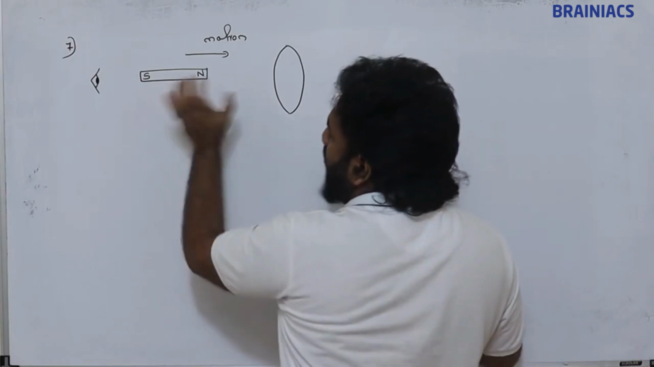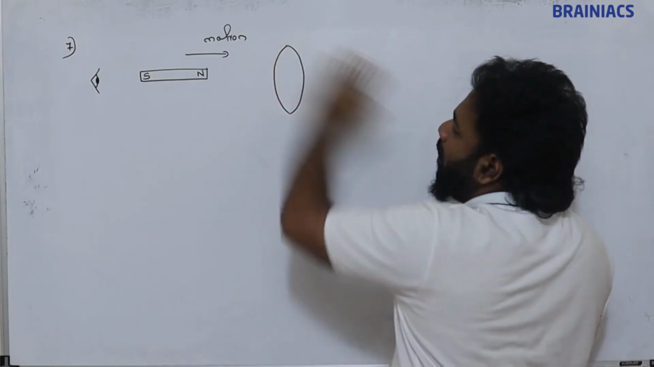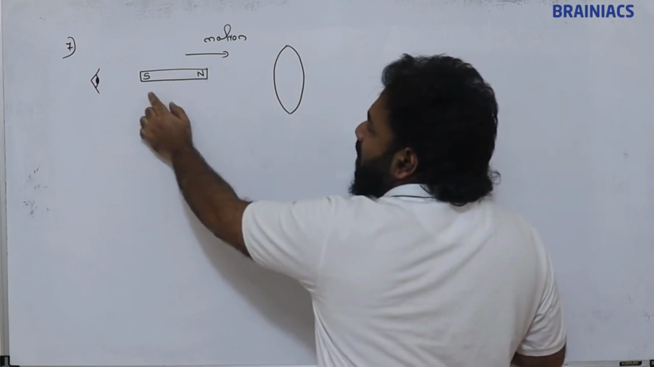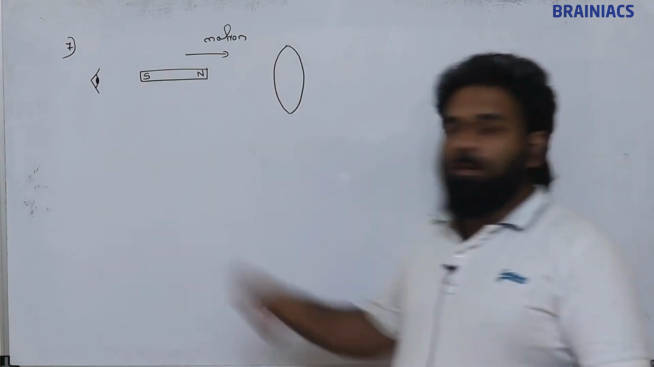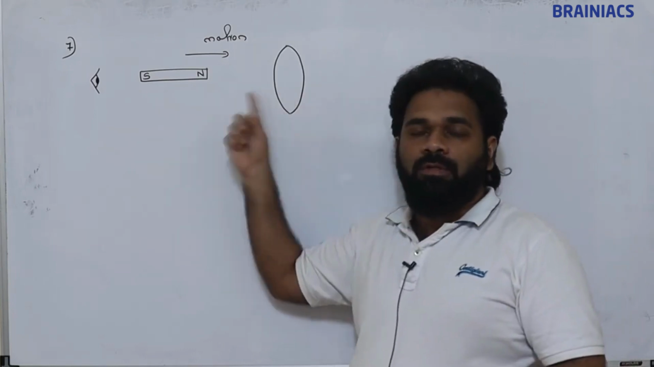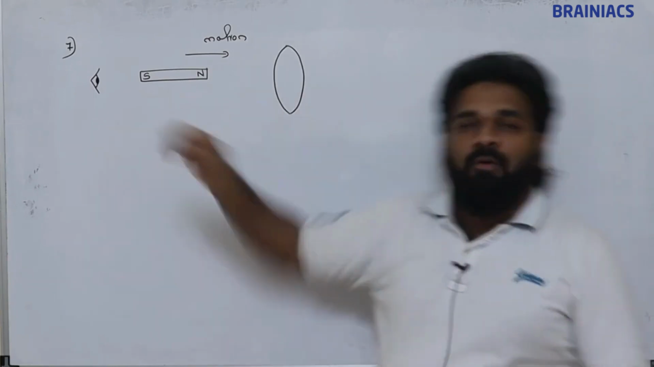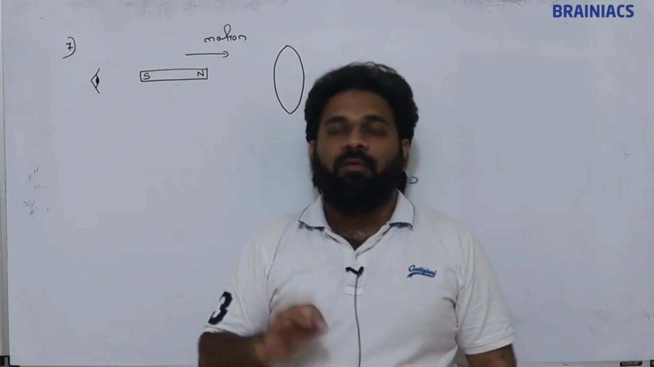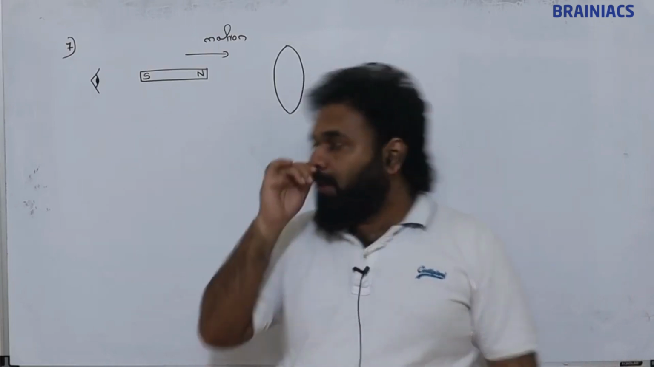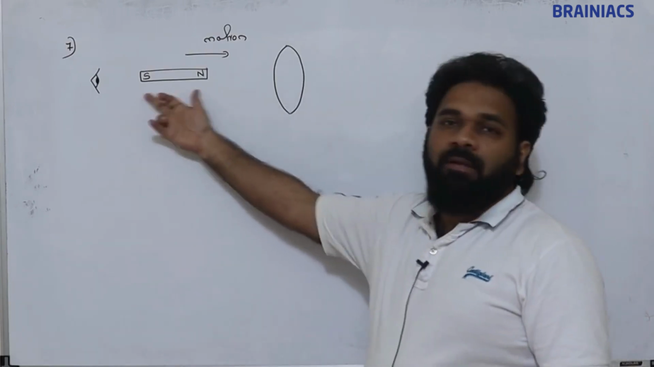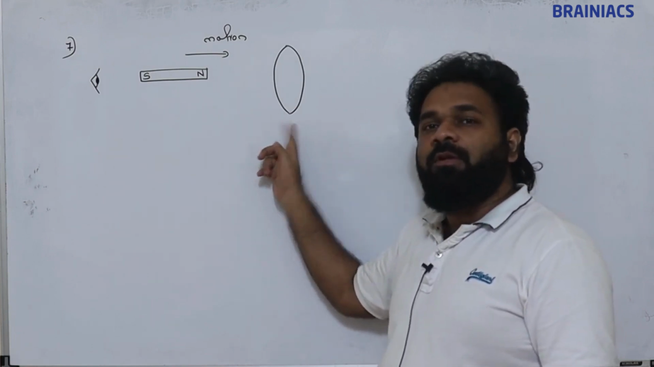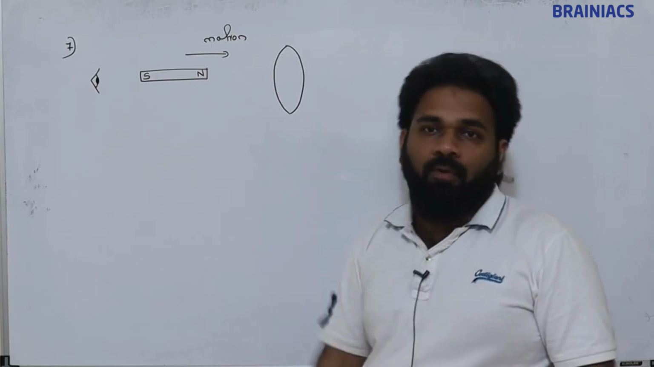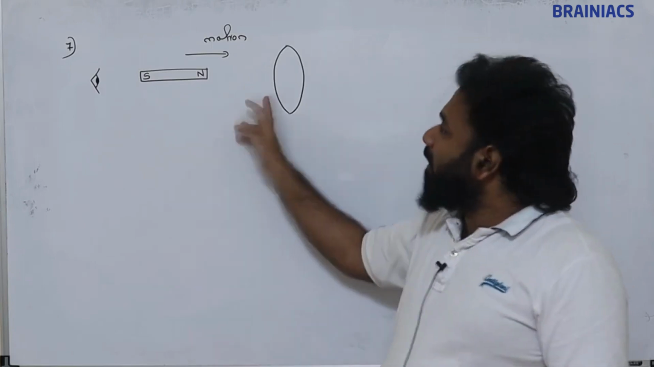This is a bar magnet, and this is a coil. North pole, south pole. This is coming towards this coil. This was the first experiment we saw in the beginning of this chapter. So this bar magnet is coming towards it. Definitely an EMF will be induced in this coil. Current will be flowing in this coil. So what will be the direction of current?